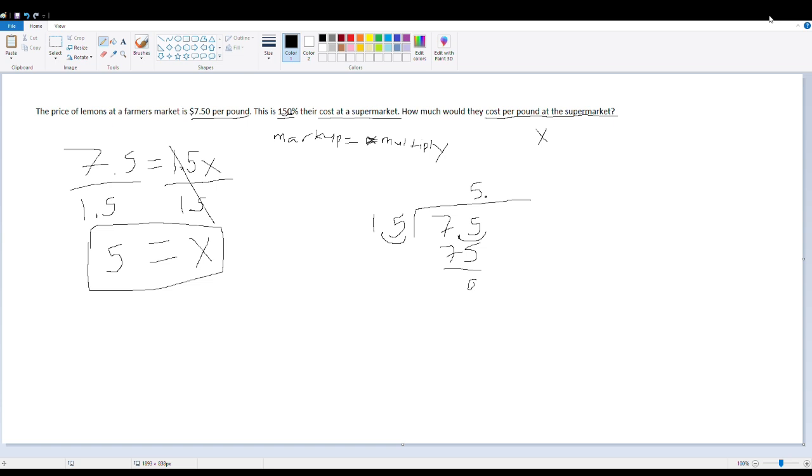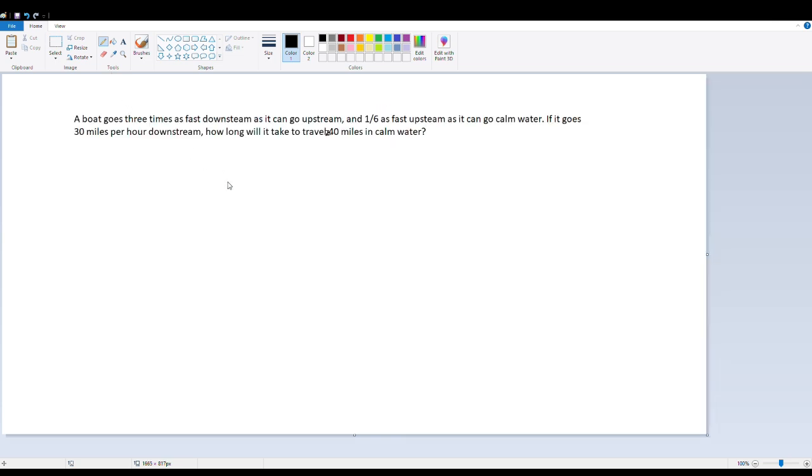Alright, now on to the next question. Okay. Alright, I'm back. Now we have this question. A boat goes 3 times as fast downstream as it can go upstream and 1/6 as fast upstream as it can go in calm water. If it goes 30 miles per hour downstream, how long will it take to travel 240 miles in calm water?